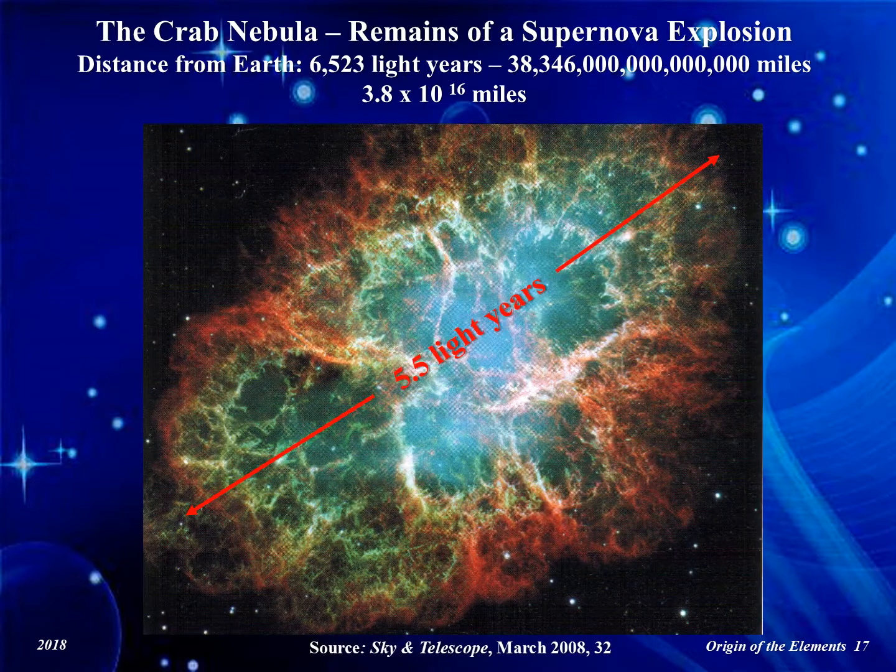This astrophotograph shows the remains of a supernova explosion called a nebula. Because of its shape, it is called the Crab Nebula, and it occupies a space that is over 5 light-years in diameter. This nebula is estimated to be 6,523 light-years from Earth. That distance is 38,346 quadrillion miles. In scientific notation, that is 3.8 times 10 to the 16th power.